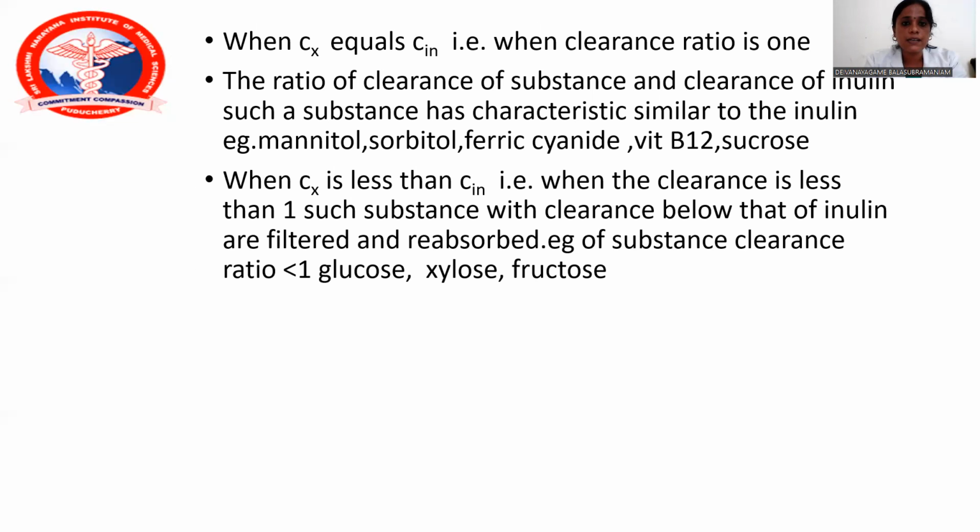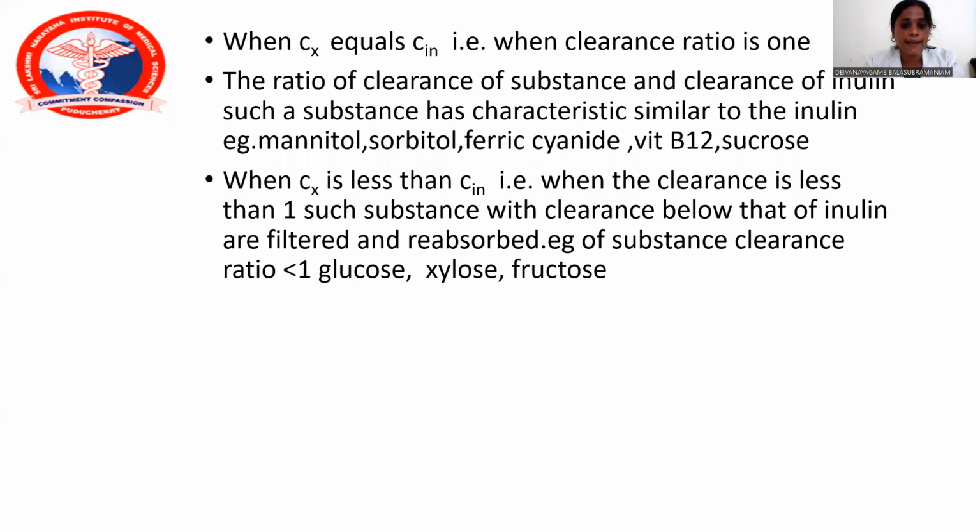So when Cx, that is the unknown substance, equals C inulin, that is when the clearance ratio is 1. When the clearance ratio is 1, the clearance of the unknown substance and of inulin will be equal. Such a substance is similar in characteristics to inulin. Examples are mannitol, sorbitol, ferric cyanide, vitamin B12, sucrose.